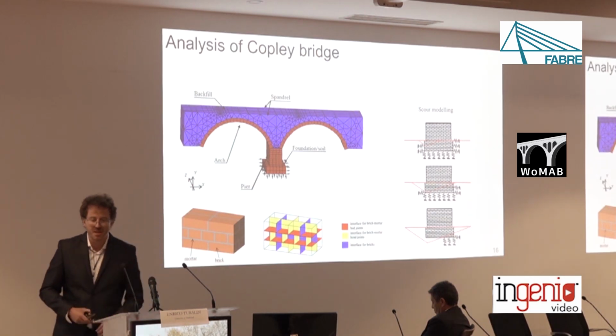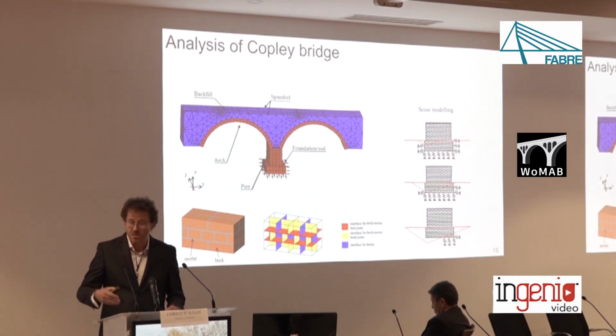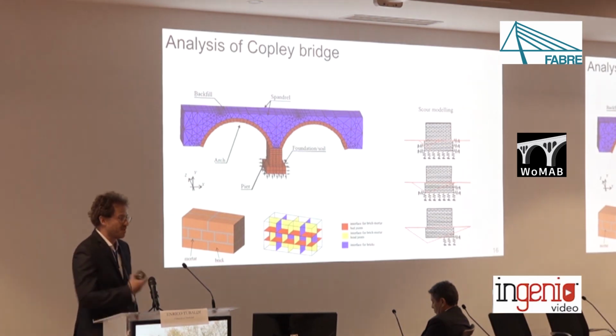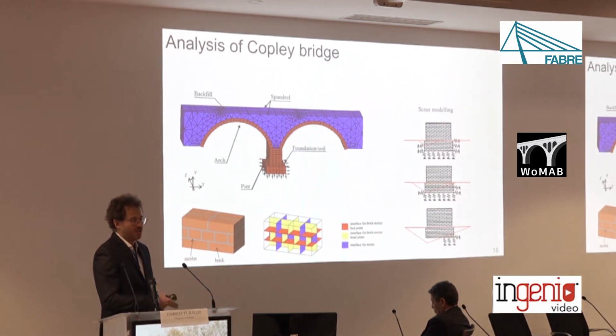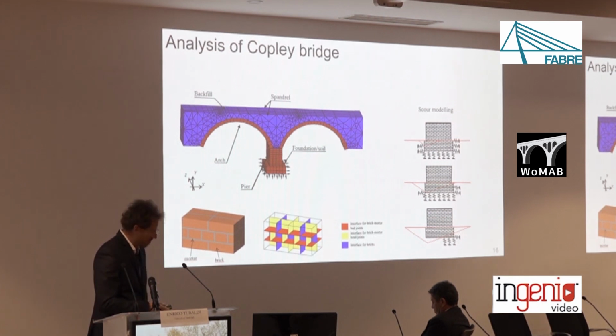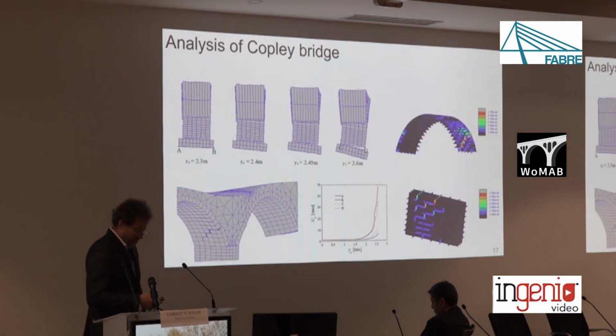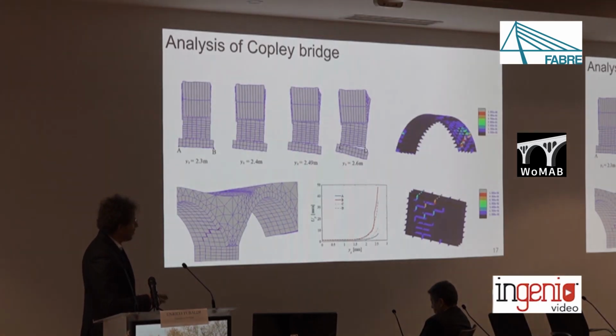And this approach is very convenient because not only allows, in a simple way, to capture the loss of support due to the erosion of the riverbed around the foundations, but also captures naturally the settlements induced by scour on the superstructure. And so, with this type of modeling, we were able to simulate the collapse mechanism of Copley Bridge.